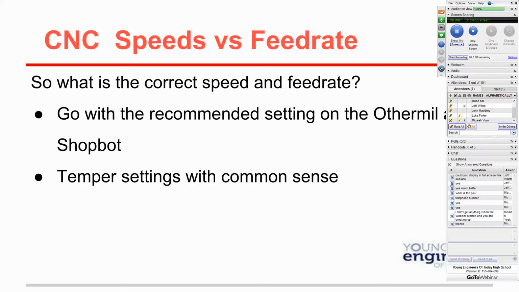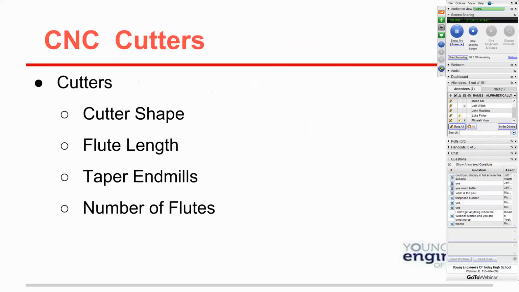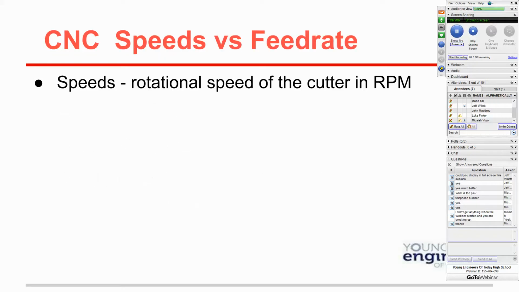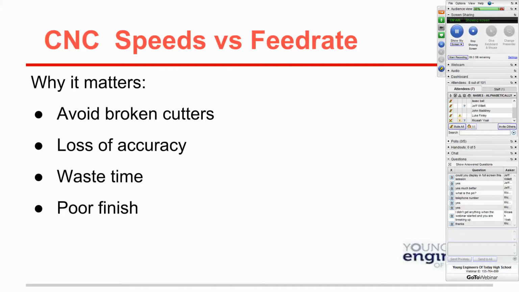So that more comes down to just getting a feel for it, figuring out what might work, what might not work. Now, it is something to be careful with. Anyway, the speeds, the rotational speed of the cutter in RPM, is something to be careful with because if you have the wrong speed, you might break the cutter. You might have a rougher cut than you anticipated or wanted. You might waste time because it takes too long. You might have a poor finish because it's not actually shearing away material or cutting away material. It might more be tearing away material.